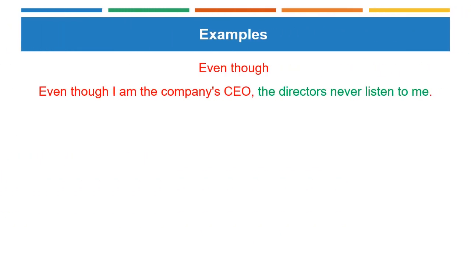Let's try a few examples. The first one with the conjunction even though. The main clause in this sentence is "the directors never listen to me," and the subordinate clause is "even though I'm the company's CEO," because it starts with the subordinator "even though."